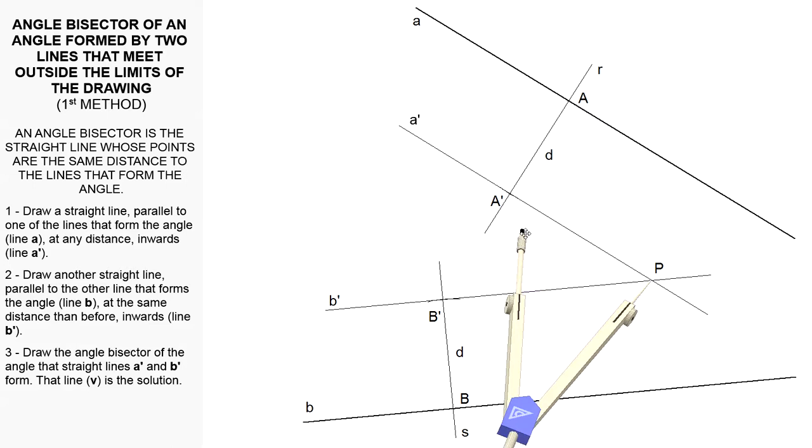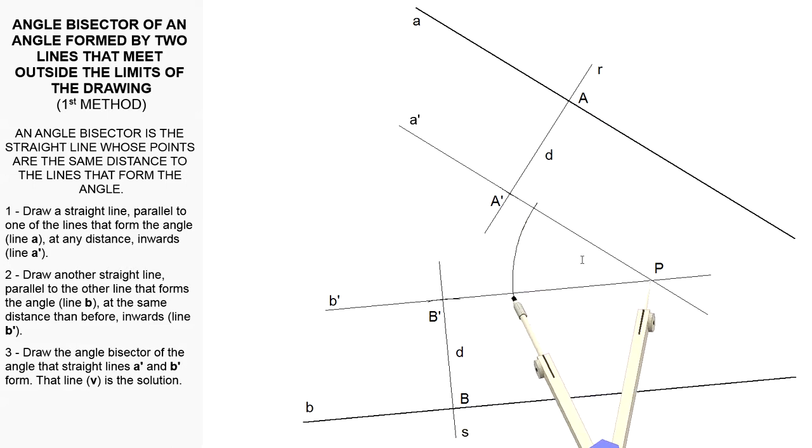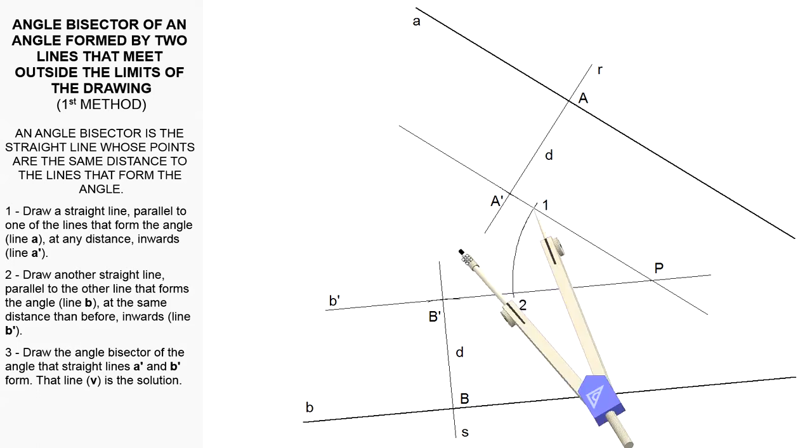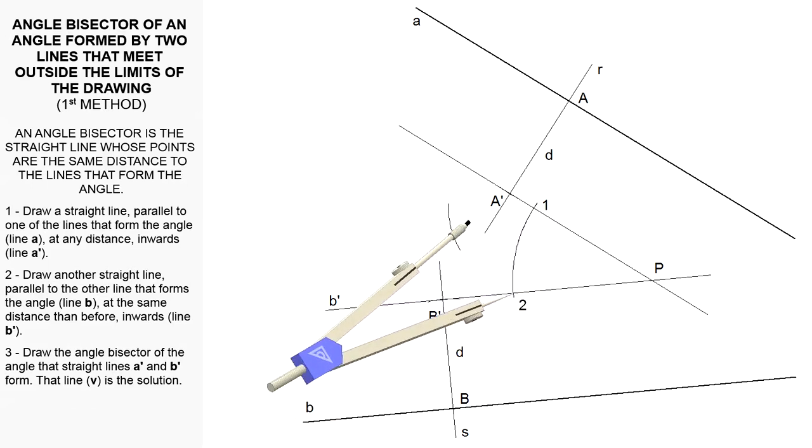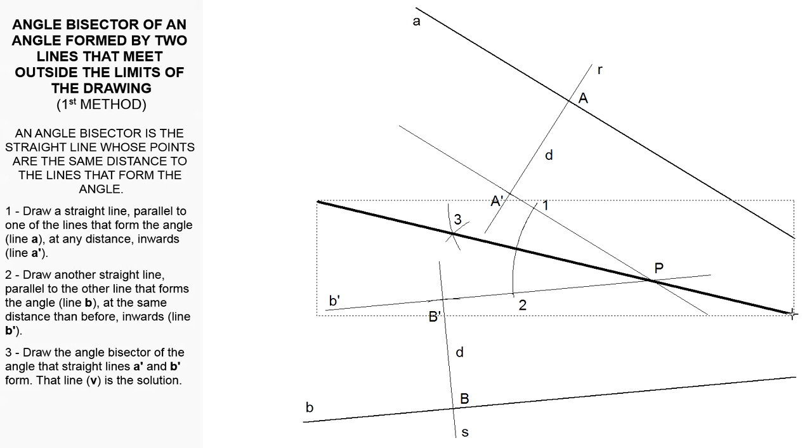Using point P as center and the radius we want, we draw an arc that meets lines A1 and B1 at points 1 and 2. Using points 1 and 2 as centers and the radius we want, the same in both points, we draw 2 arcs that meet at this point 3. The angle bisector of the angle that lines A and B form when they meet out of the boundaries of the drawing area is the line that goes through points P and 3.